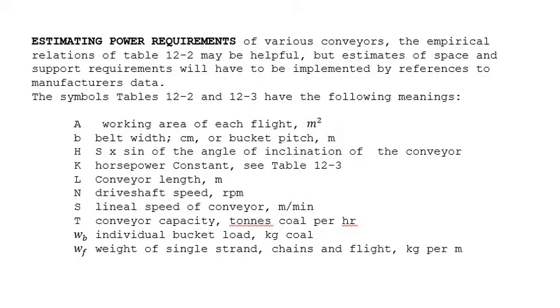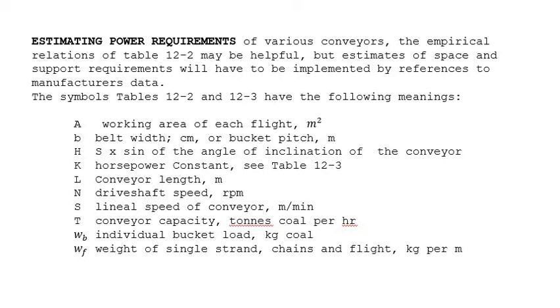So in estimating power requirements of various conveyors, the empirical relations of Table 12-2 may be helpful, but estimates of space and support requirements will have to be obtained by reference to manufacturers' data. So the symbols in Tables 12-2 and 12-3 have the following meanings.